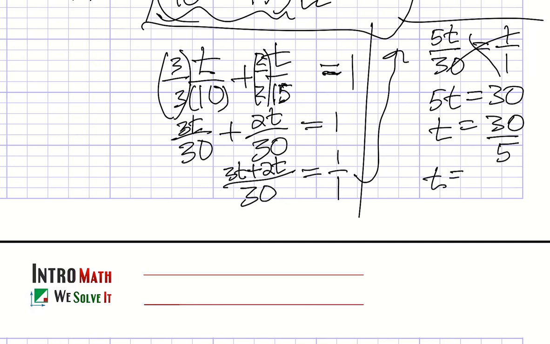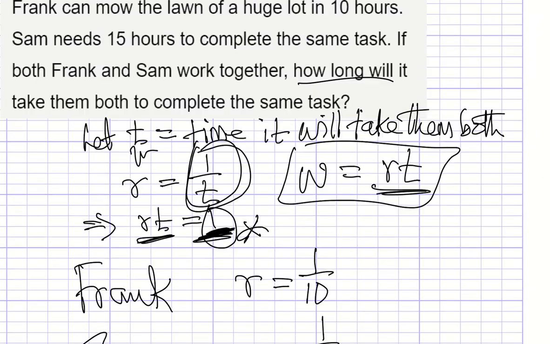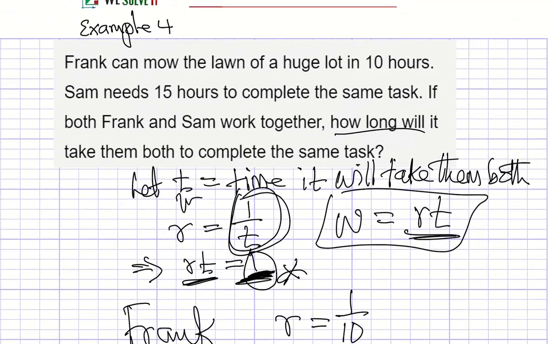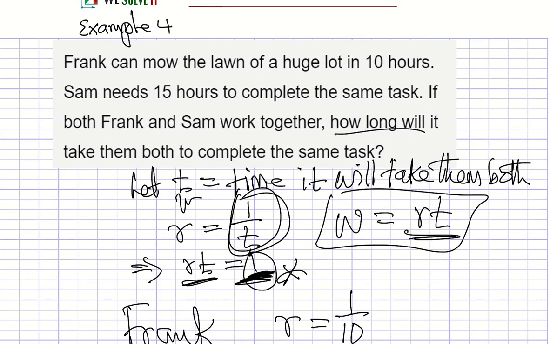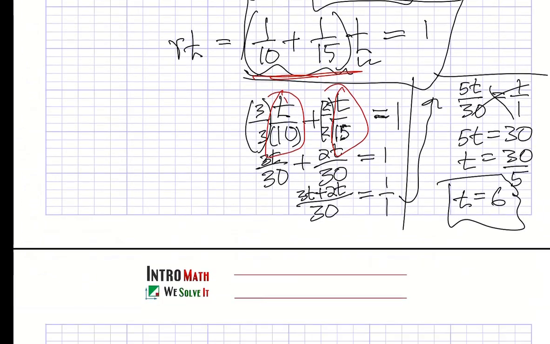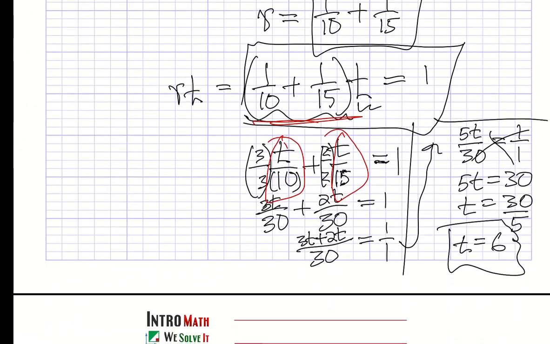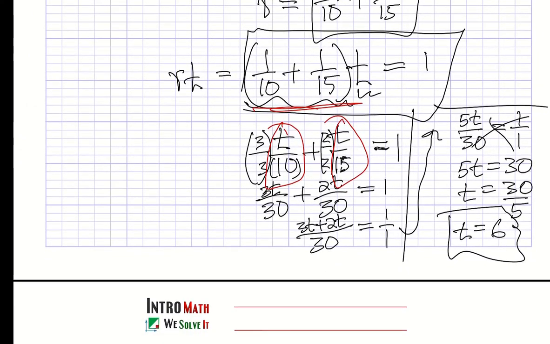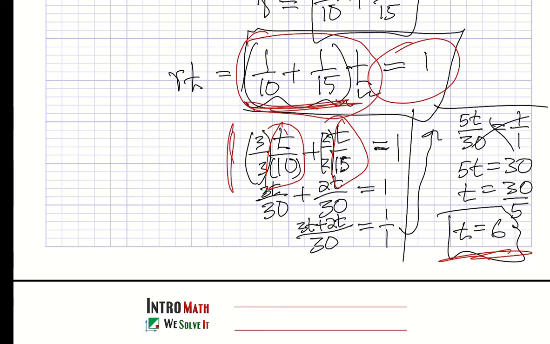So t is equal to, what is that? 6. It will take them 6 hours, both of them, to do the job. That's all that is saying, man. You see that, right? By the way, notice that you can check our answer. This is our answer here. You can check it using the reasoning we use. Remember, we use that equals 1 task, okay?